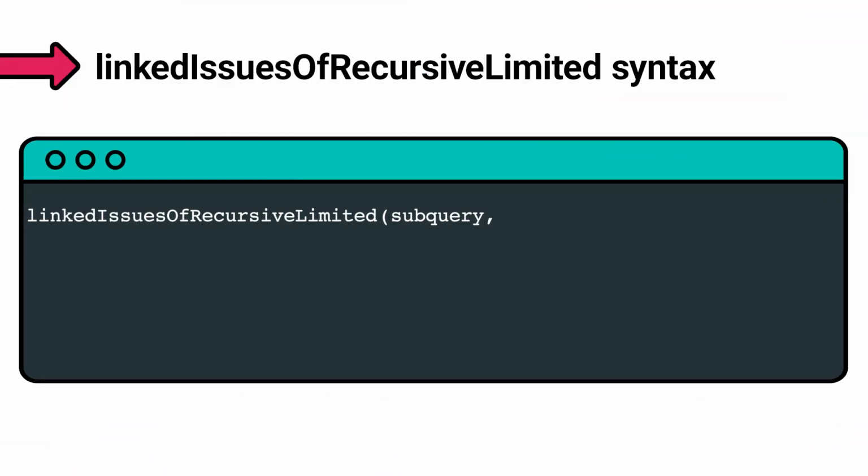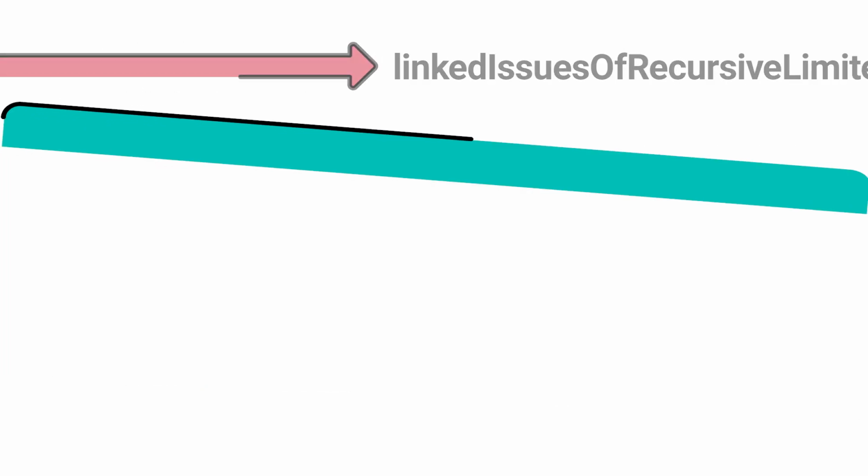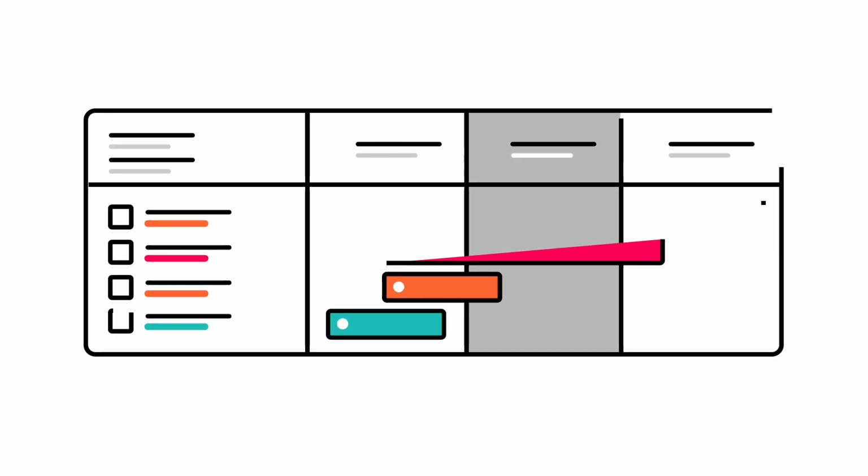LinkedIssuesOfRecursiveLimited uses a subquery to define your main issue, a recursion limit to control how many levels of linked issues you'd like to search through, and a link name to specify the relationship between your main issue and the issues you're searching for. Let's say you have a major release coming up.